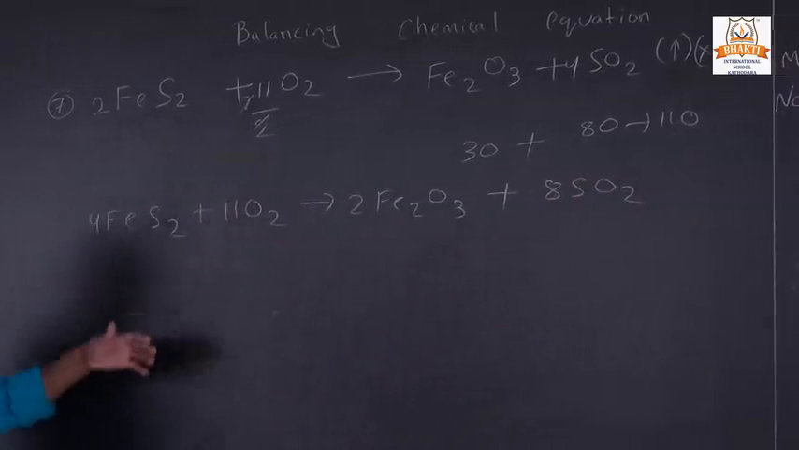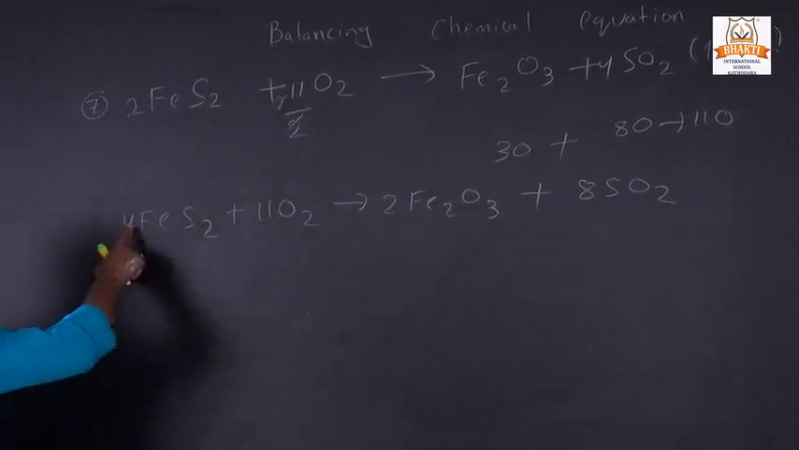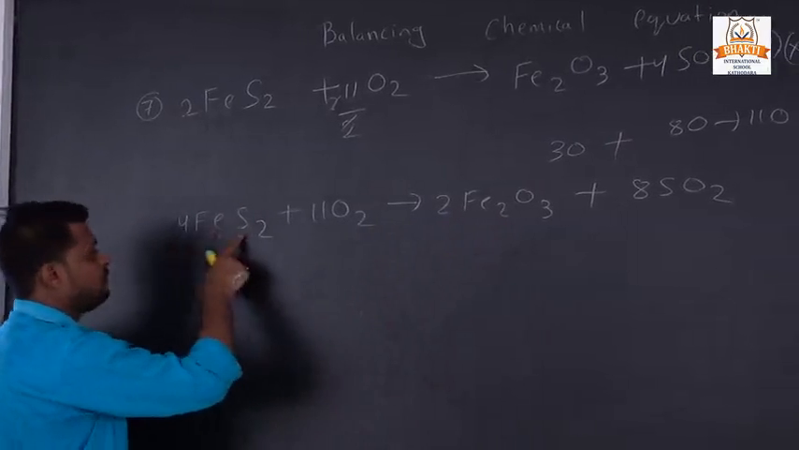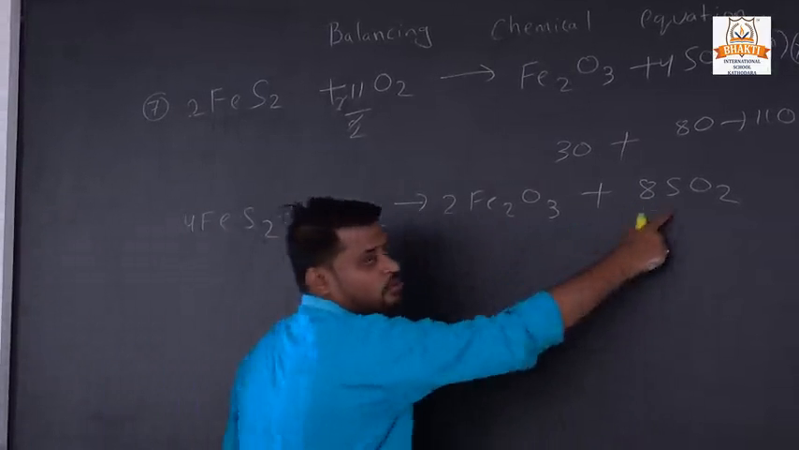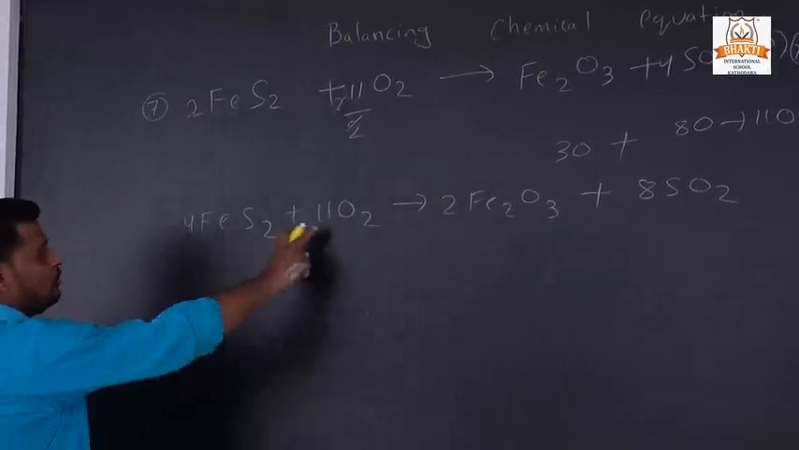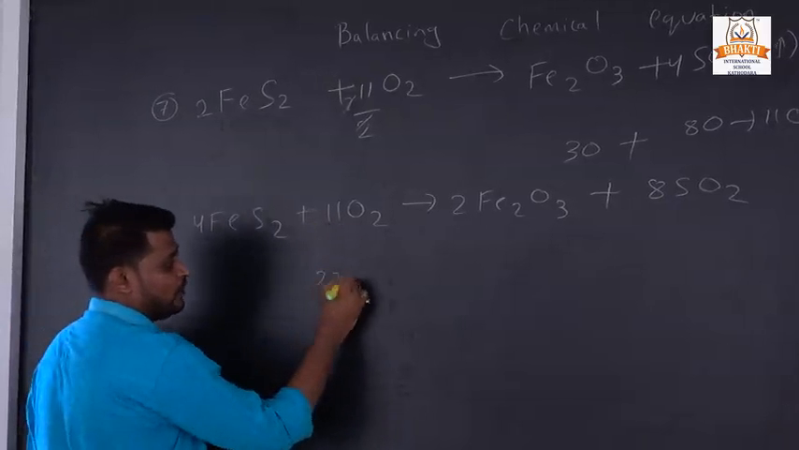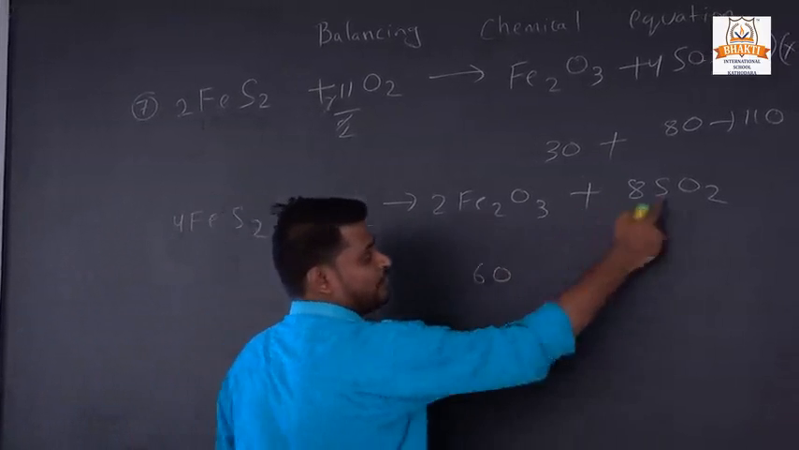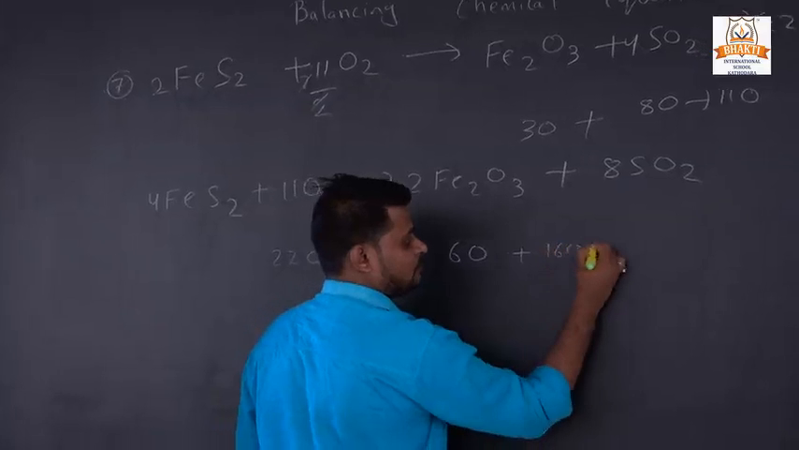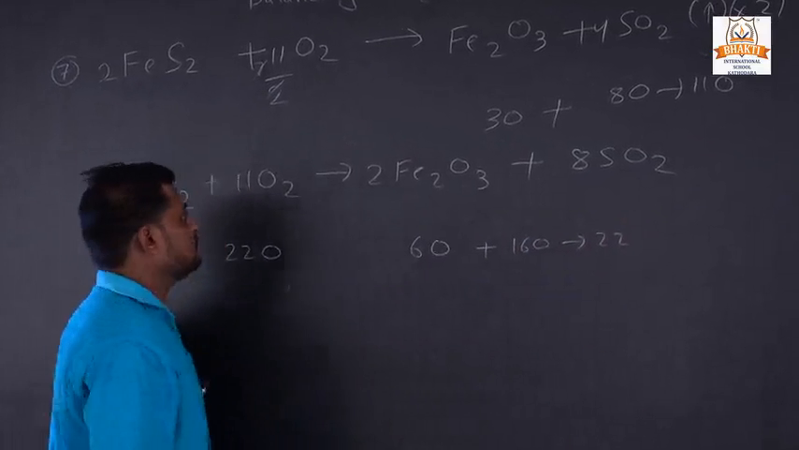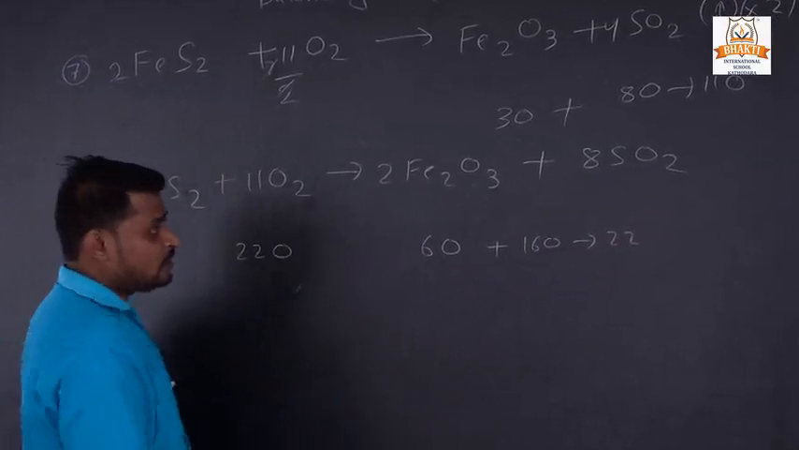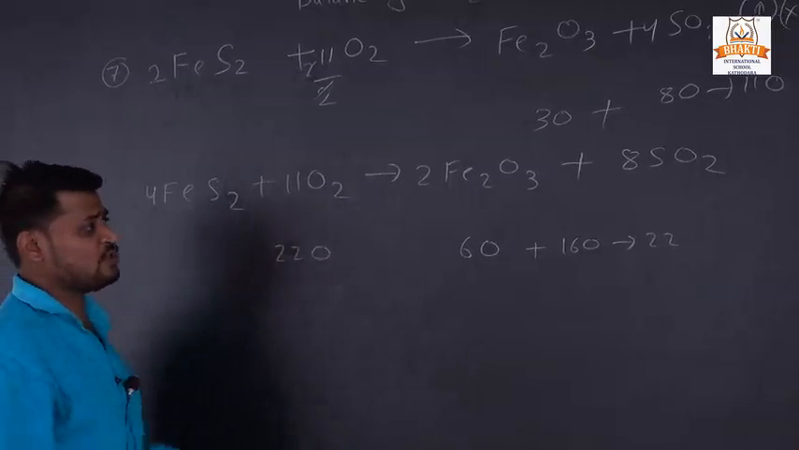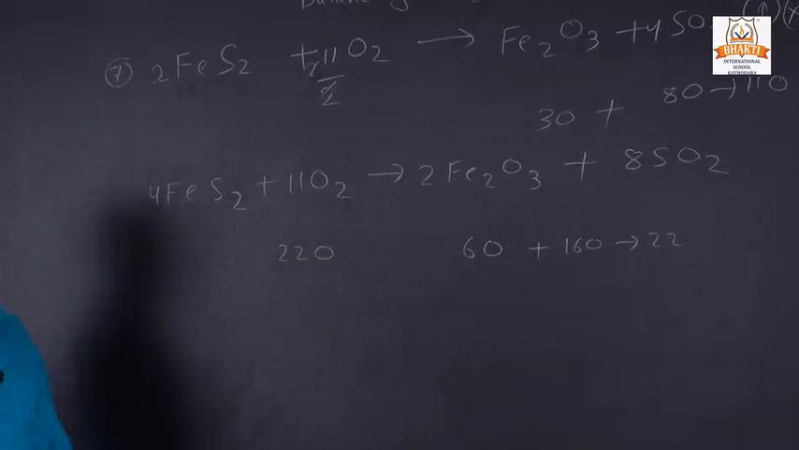So we will check again with metal, it was balanced or not. Iron 4, here iron 2 2 is 4. Then non-metal sulfur 4 2 is 8 and here also 8. Now oxygen, here oxygen 22 and here 2 3 is 6 and 8 2 is 16, total 22 oxygen. So here oxygen also balanced. So we will check last, hydrogen is not given. So these equations completely balanced.